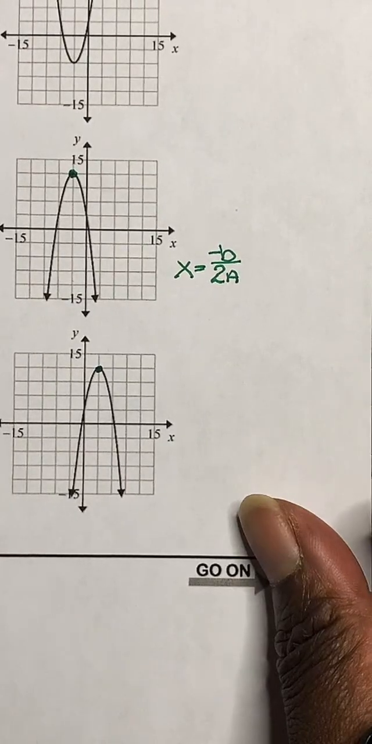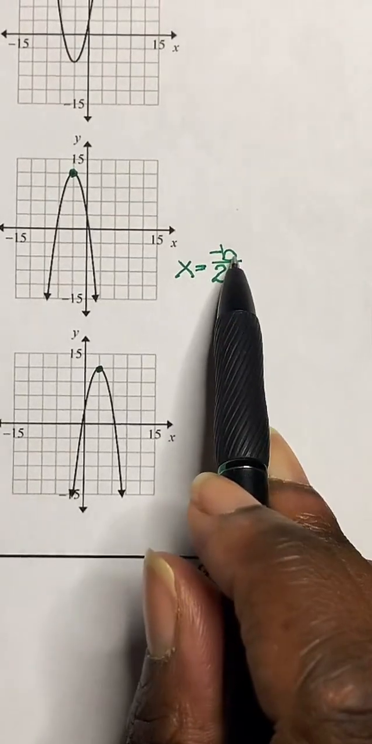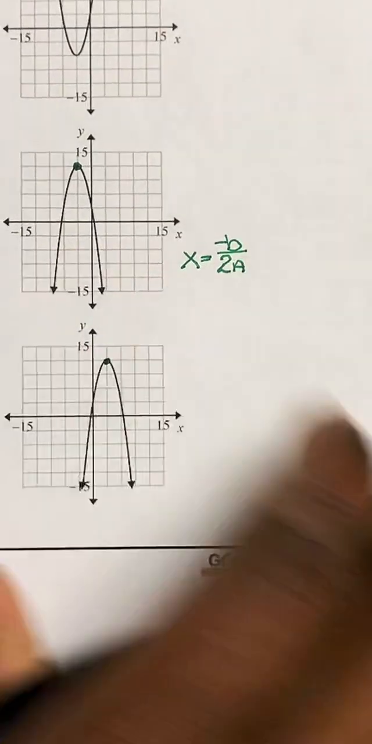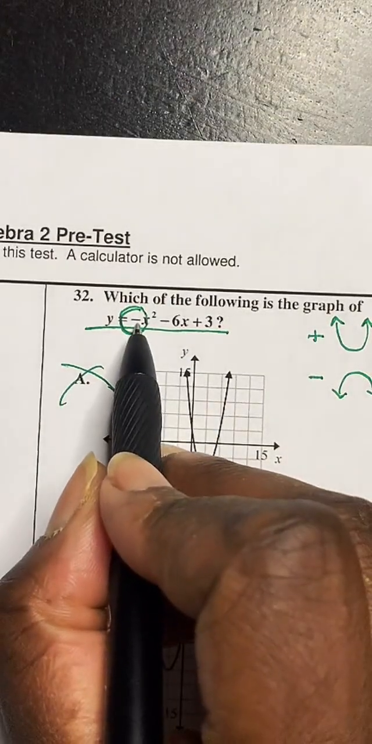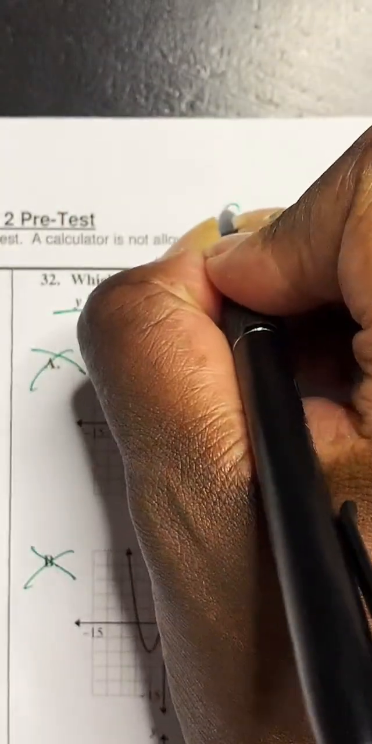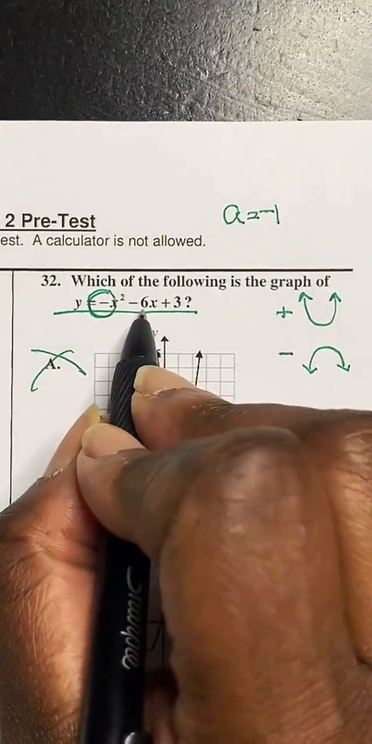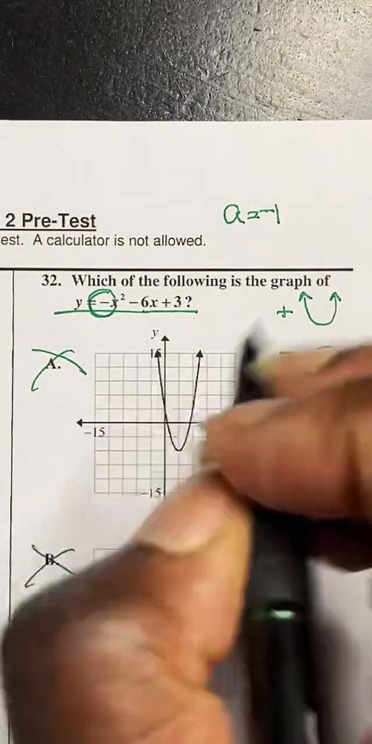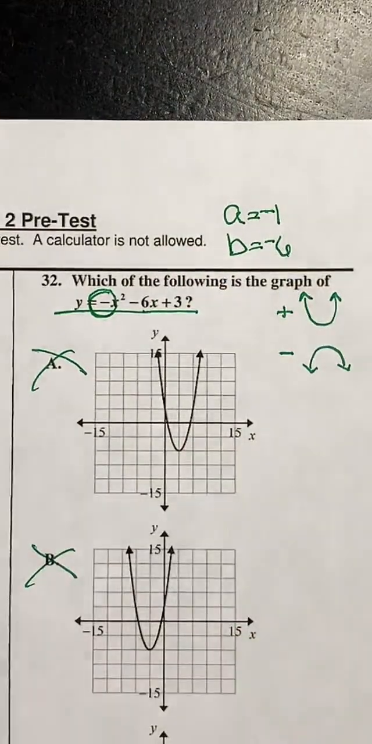So you see, we can reuse stuff. You're probably asking, what are we going to do for the b and the a? Well, that's what the formula is for. The a is what's in front of your x squared, so our a in this case is negative 1. And our b is what's in front of the x, so our b is negative 6.